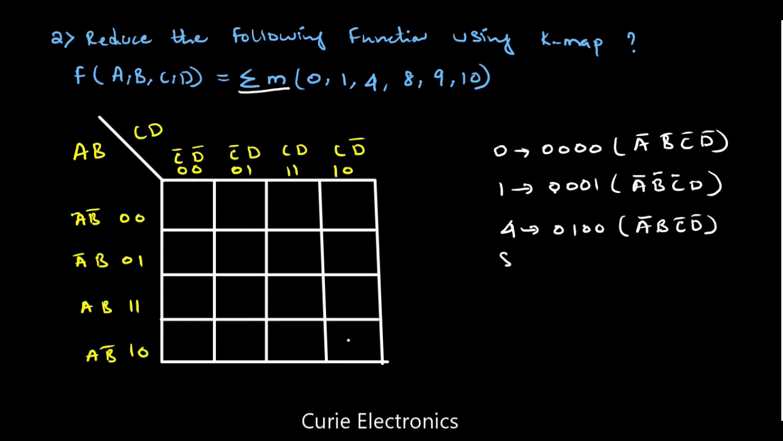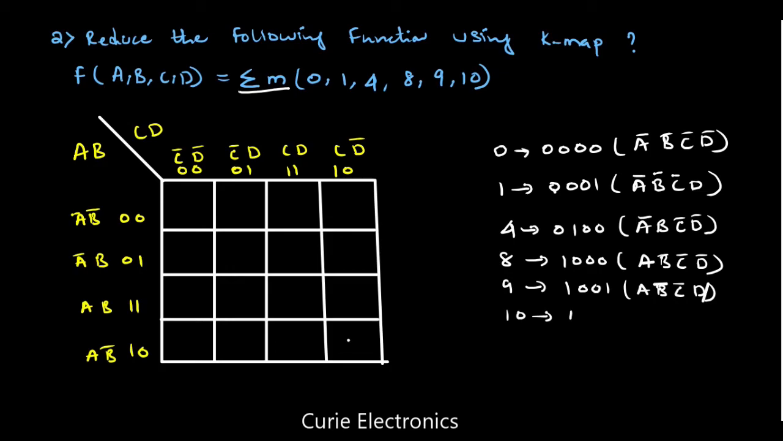Next, what is 8? 8 we should write it as 1, 0, 0, 0. That is A, B bar, C bar, D bar. And finally, 9 and 10 also are left. 9 means 1, 0, 0, 1. That is A, B bar, C bar, D. Next is 10. That is 1, 0, 1, 0. So what do you write? A, B bar, C, D bar.